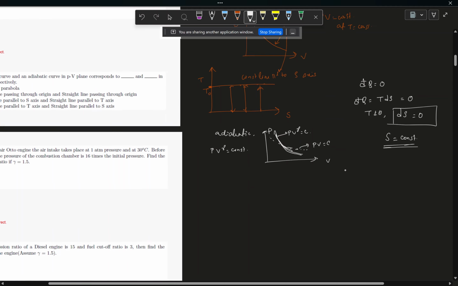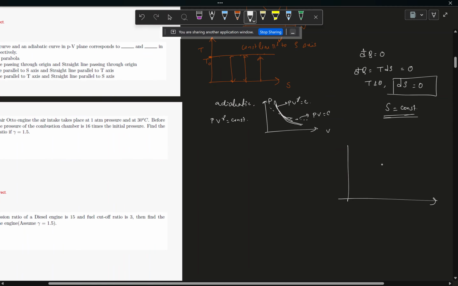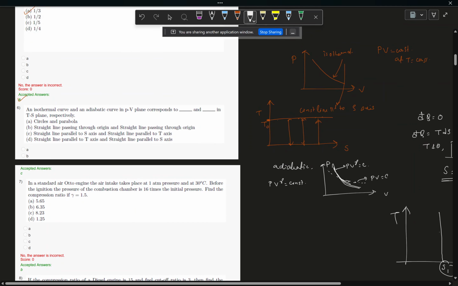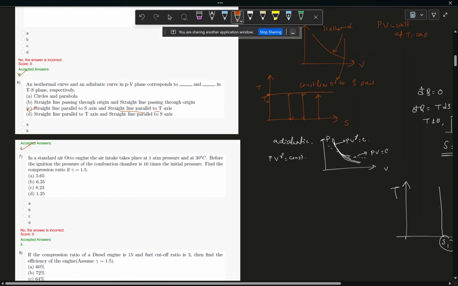So how you get a constant entropy in the TS diagram is very simple: you will get a straight line parallel to the temperature axis, because this is our entropy, let's say S1. So every point on this line will have the same entropy S1. So our answer will be, for the isothermal curve, a straight line parallel to the entropy axis, and for the adiabatic curve, a straight line parallel to the y or temperature axis. So this is the accepted answer, right?